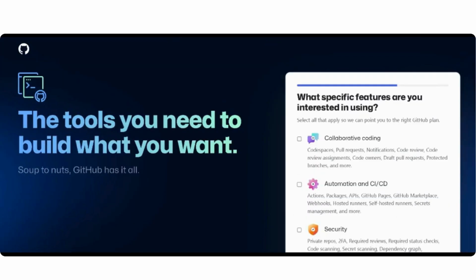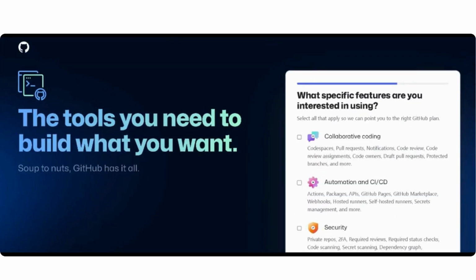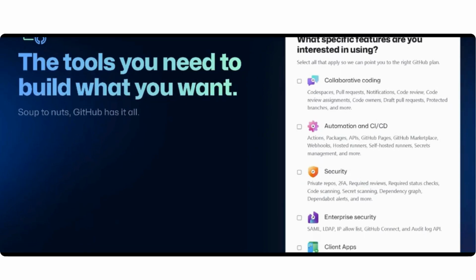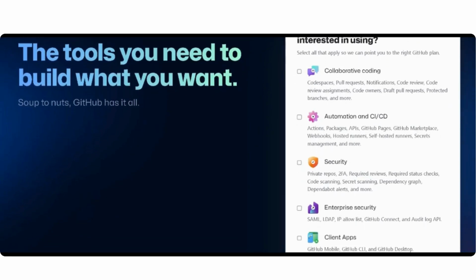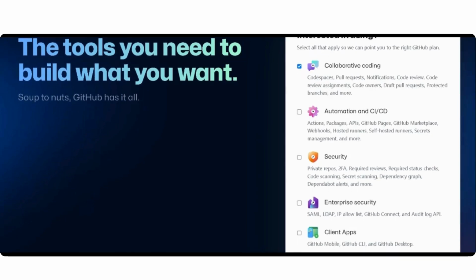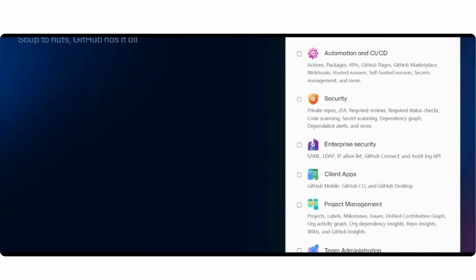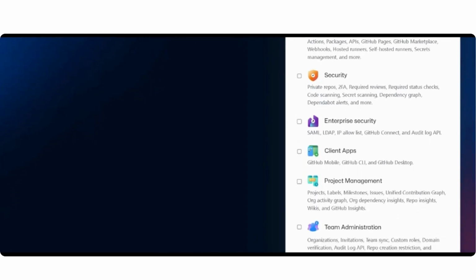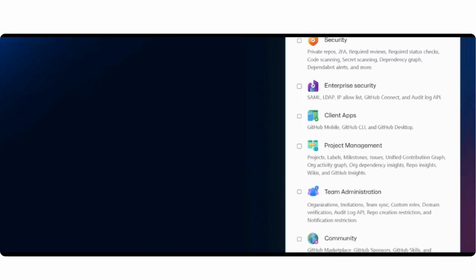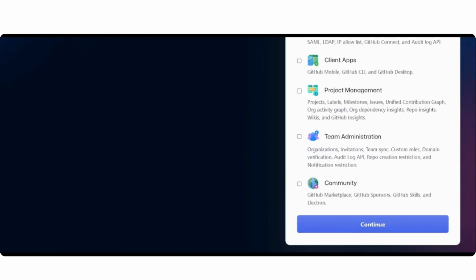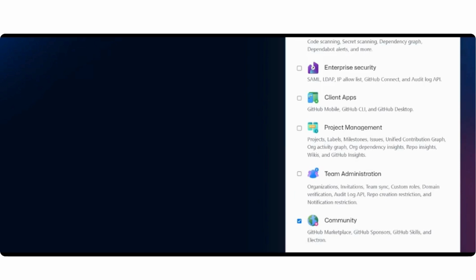Now in this page, for what purpose you are coming into the GitHub, whether you are doing collaborative coding, you are going to do automation, security, enterprise security, client apps. There are a lot of options. So this is just to identify what kind of a client you are for that purpose only. So even you can skip this particular step and you can continue it. If you want to select, you can select the relevant checkbox and then continue.